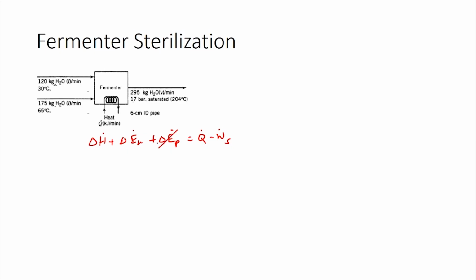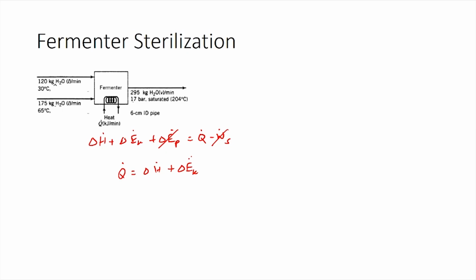We can ignore potential energy changes because there is no change in position or height of the streams. So, we can assume that this is negligible and it is 0. Q dot and Ws dot have to be looked at. Q dot is the heat which is supplied for the change in enthalpy and the kinetic energy. Ws dot would go to 0 because there are no moving parts, you do not have any shaft or piston. So, the equation simplifies to Q dot equals delta H dot plus delta Ek dot.